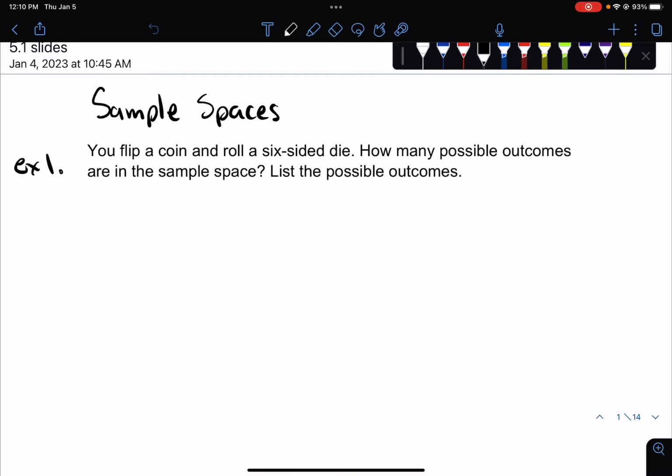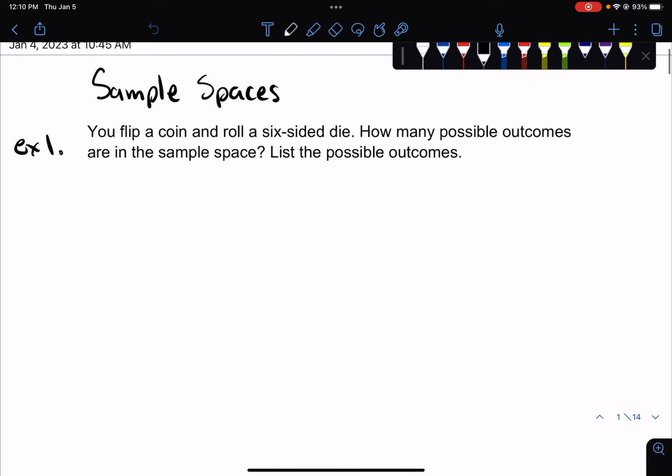All right, so chapter 5 is really a review of things that you should have learned in 7th, 8th, and 9th grade. Depending on your teacher, you may have seen this stuff a lot, or your teacher may have skipped it or not had time to teach it to you. So a lot of this may be new information for you. The first thing that we're going to talk about is sample space.